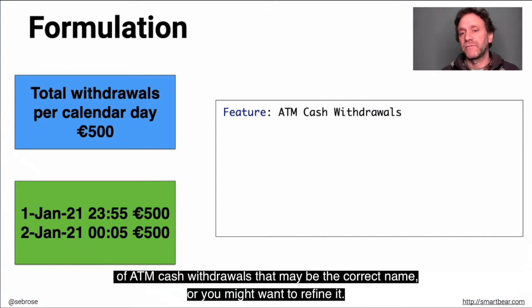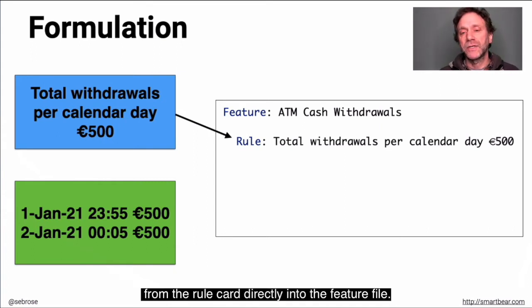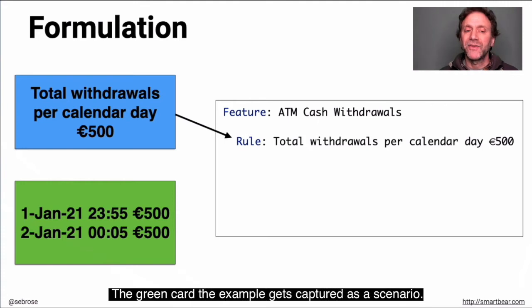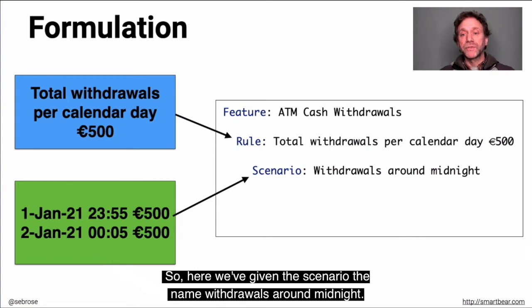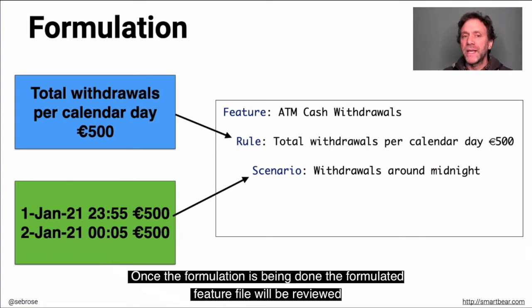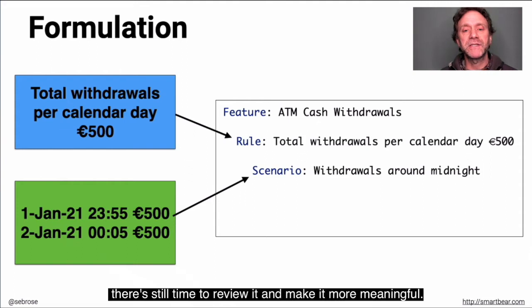It's been given a title of ATM cash withdrawals. That may be the correct name, or you might want to refine it. It's just a title. The rule gets captured directly. We're just transcribing the text from the rule card directly into the feature file. The green card, the example, gets captured as a scenario. So here we've given the scenario the name withdrawals around midnight. Once the formulation has been done, the formulated feature file will be reviewed by the whole team. So if this name is not an adequate name, or people think that it's not clear enough, there's still time to review it and make it more meaningful.